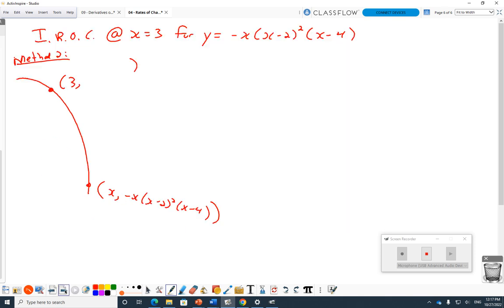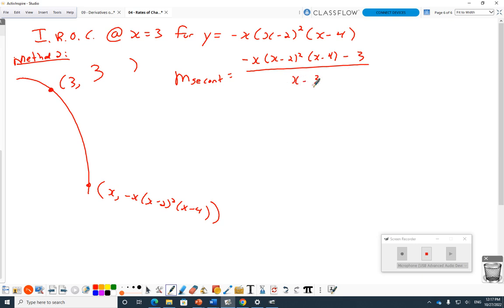Am I sure? Better sub in 3. Negative 3 times 1 times negative 1. Oh yeah, it is 3. So you could sub it in. I mean, that's what we did last chapter. Sub it in to get the 3, but I can see it on the graph. (3, 3). So then my MC cant is messy: negative x times (x minus 2) squared times (x minus 4), subtract 3, over x minus 3.